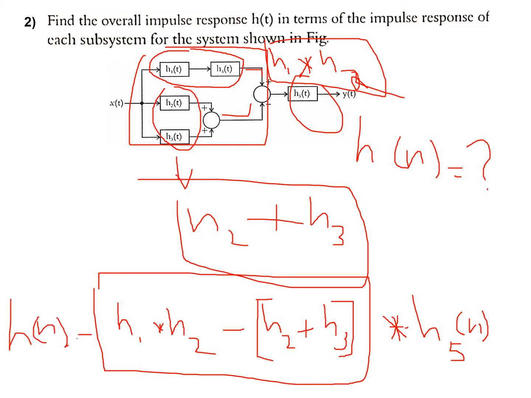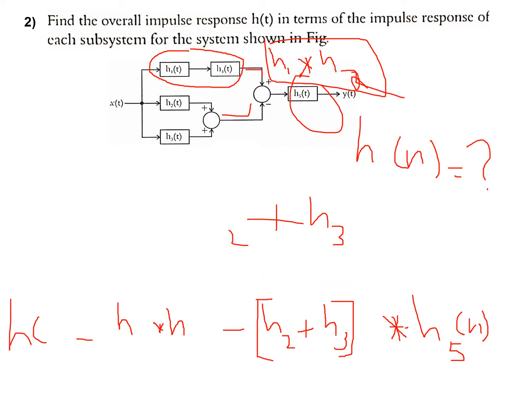Simple, no? Very simple. I clubbed these two first, then these two, then this row and this row I added, or subtracted rather because of the minus sign. Then I convolved with h5 to get the overall response. All these writings are just to clear the way for the display of the result.